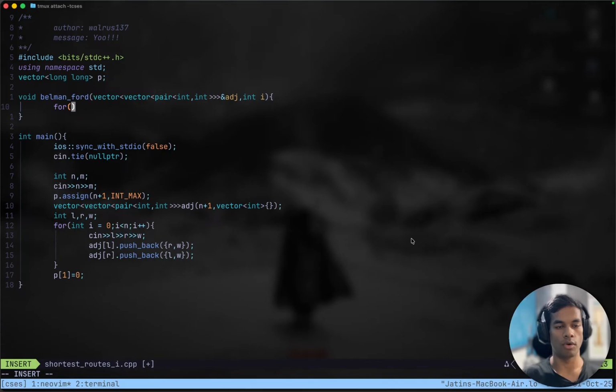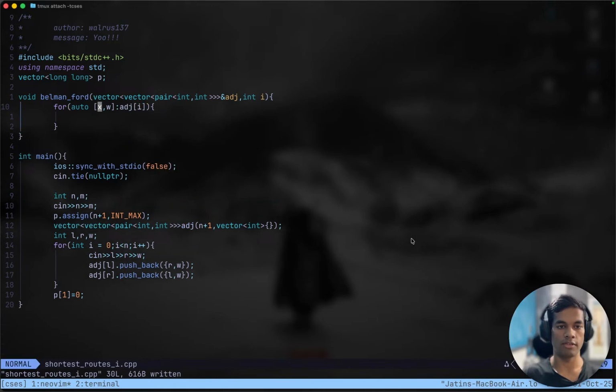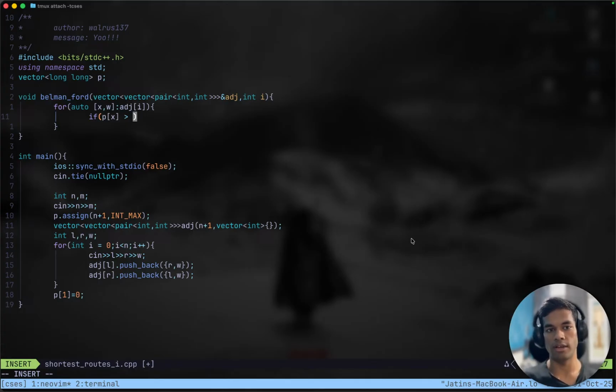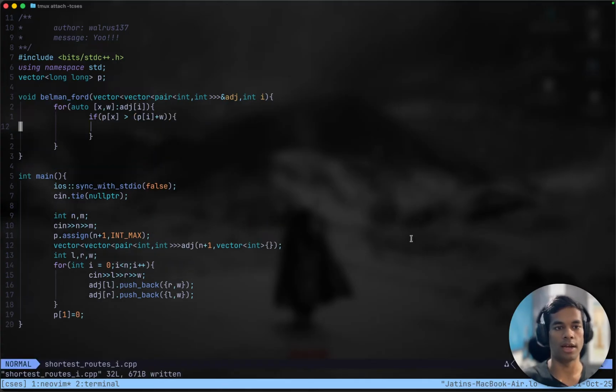So we have to change this also for auto x w in adj i. That is for every x node that is connected to the ith node with the edge of weight w. And if the current shortest path to get to x is px, and if the current path is greater than what the path would be if we get to x through i, and the path to get to x through i is pi, the shortest path to get to i plus w, the weight of the edge that is connecting these two things.